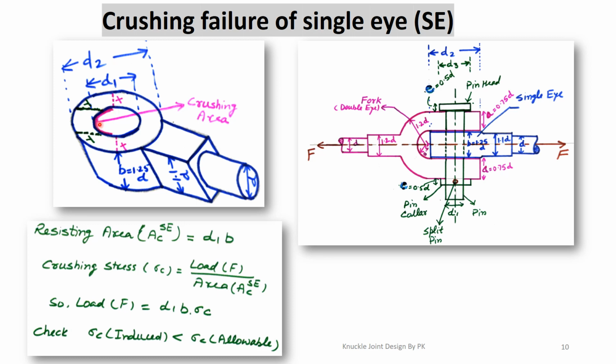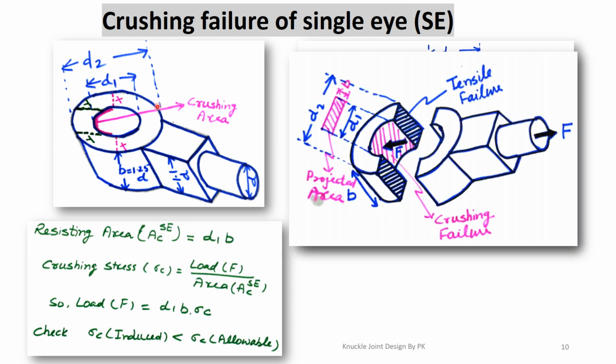So this is the curved area whose inner diameter is d1 and the height is b. Let us discuss this area in more detail. We see that this cylindrical portion, this purple shaded portion, is in contact with the pin. So when this area is in contact with the pin, it can also fail in crushing. So how much is this area? The width or thickness of the single eye is b here, and this diameter is d1.